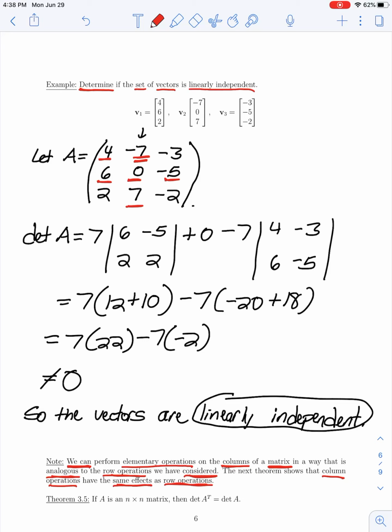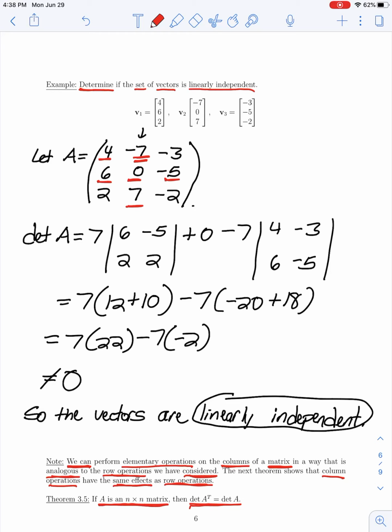So this result, known as Theorem 3.5 from your text, says that if A is a square matrix, say n by n, then the determinant of A transpose is equal to the determinant of A. So by performing column operations on a matrix, well, any column operation on A transpose is the same as a row operation on the matrix A. So it would affect the determinant in the exact same way, since these determinants are guaranteed to be equal.